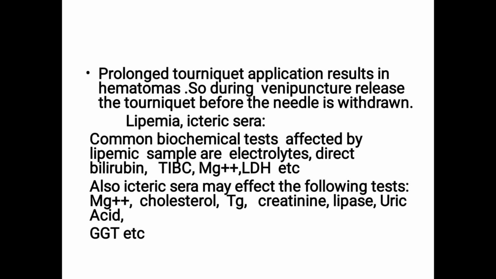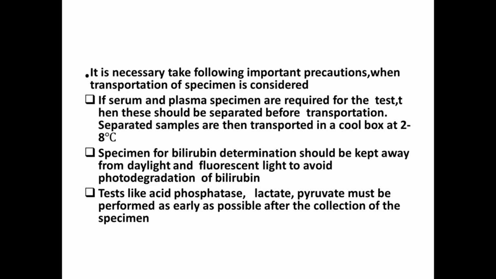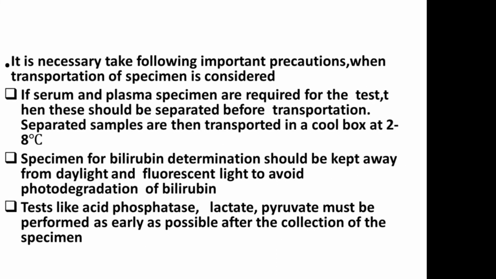Some of the common tests affected by hemolyzed samples are electrolytes, bilirubin, iron binding, TIBC meaning total iron binding capacity, even magnesium, and enzymes like lactate dehydrogenase, because lactate dehydrogenase is present in the RBC. Also jaundice, icteric sera may affect magnesium, cholesterol, creatinine, lipase, GGT meaning gamma glutamyl transpeptidase, etc. So it is necessary to follow the important precautions.